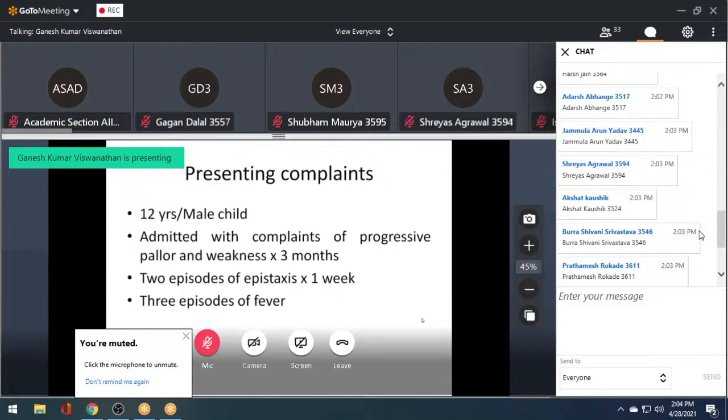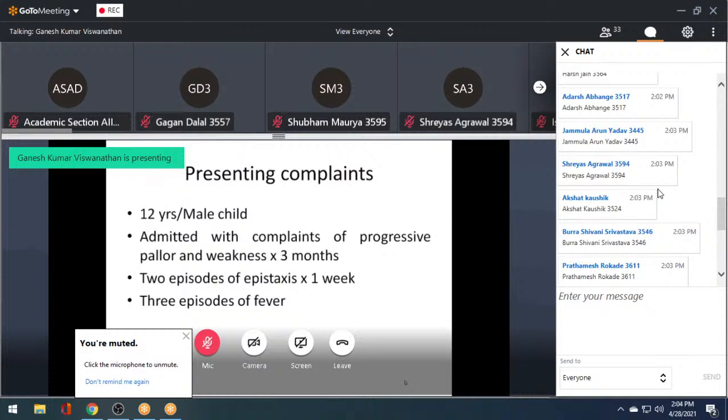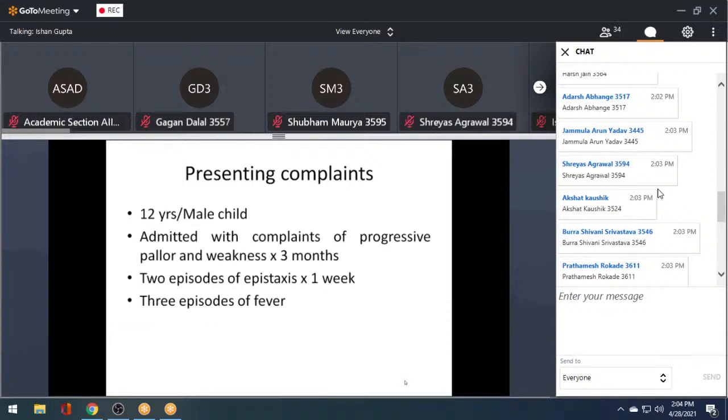Ishan, what do you think about the case history? Sorry, I didn't hear you. From the history, what can you diagnose, or what do you think is happening given this short case history? Like we discussed in the morning, pallor, weakness and fever can indicate some malignancy, but pallor indicates some erythrocytopenia or something.